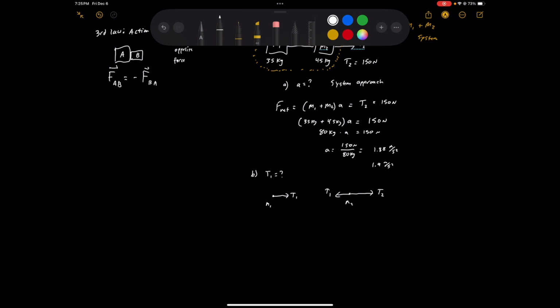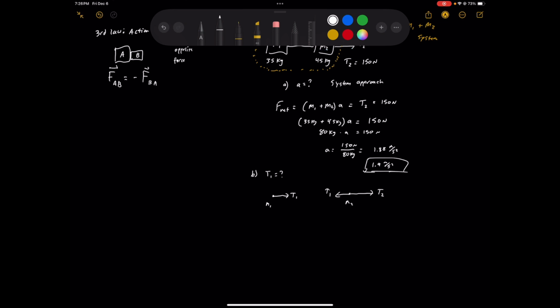Now, what makes this easy is we don't have to write out all the algebra to solve for what the tension in object 1 is, because we already know what the acceleration of the system is. Let's say it's 1.9. So this is the acceleration of the system, right? That was the answer in 2 sig figs.